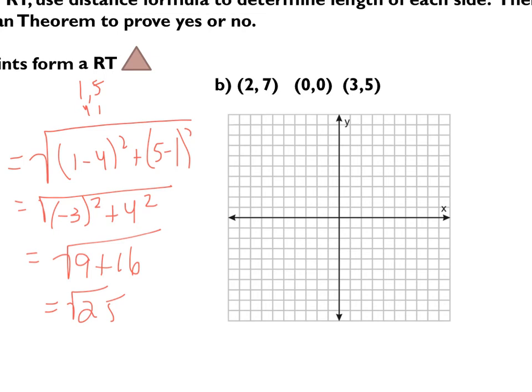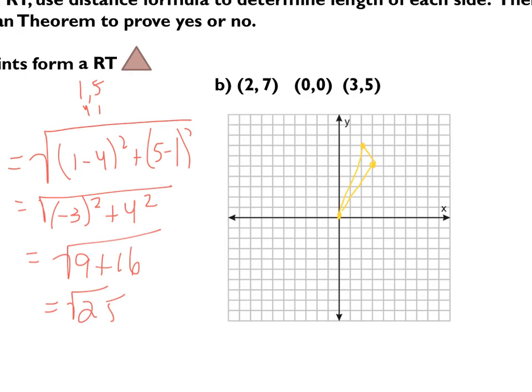Let's plot the points. So I'm going to go 2, 7. So 2, 1, 2, 3, 4, 5, 6. I can't count. 1, 2, 3, 4, 5, 6, 7. Then 0, 0, and then 3, 5. Okay, this one's a little harder to see. Are any of my sides on the vertical or horizontal axis that I can just count? No, so that means my problem's going to get a little longer.